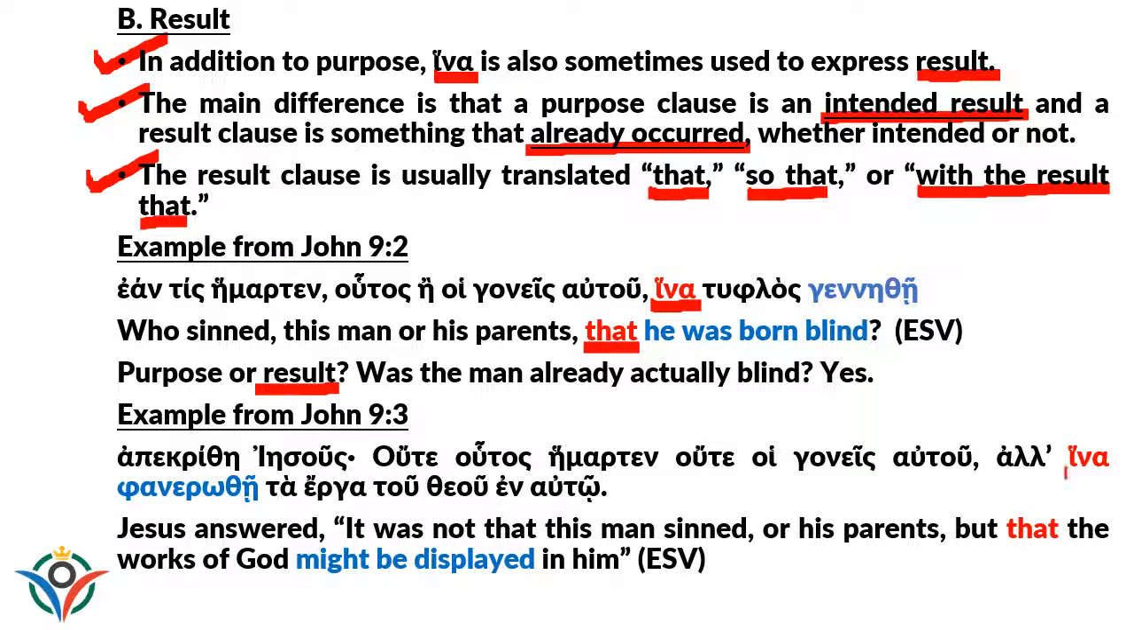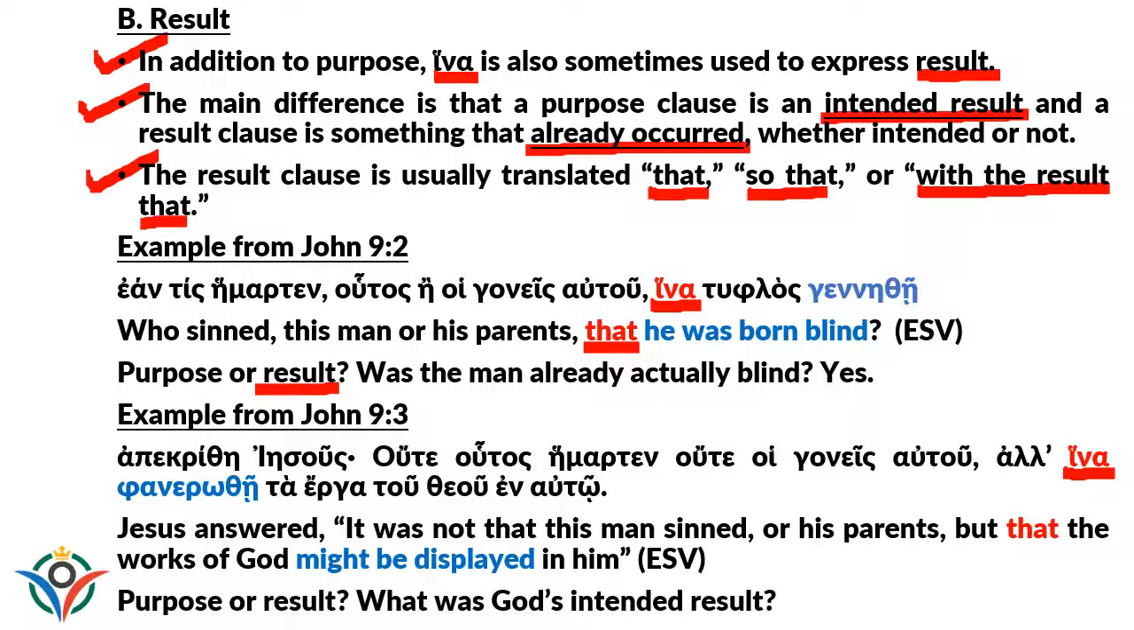So once again, John uses hina, and we have to ask ourselves the question, is hina here communicating purpose or result? Or we could phrase it like this: what was God's intended result that this man be born blind? And the answer is that the works of God might be displayed. So here, hina is not being used to convey result. It's being used to convey purpose. All right, so I hope that these two verses help to clarify what is meant by result and purpose.